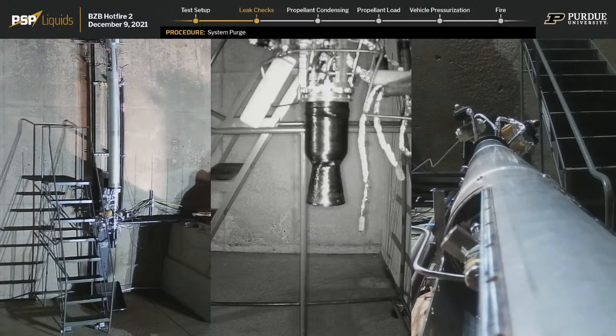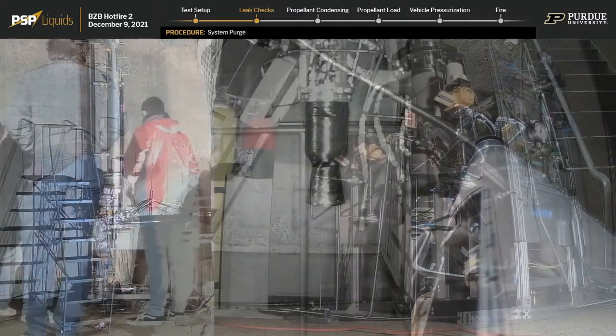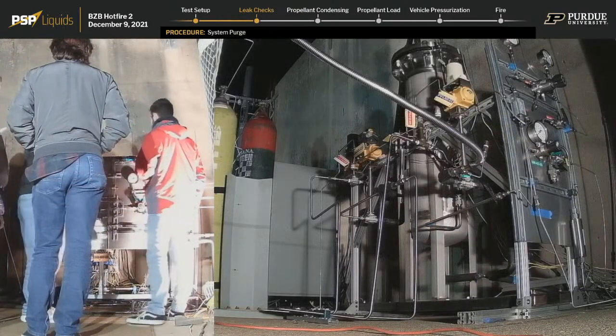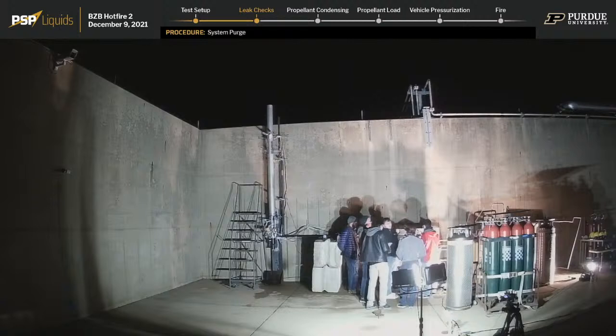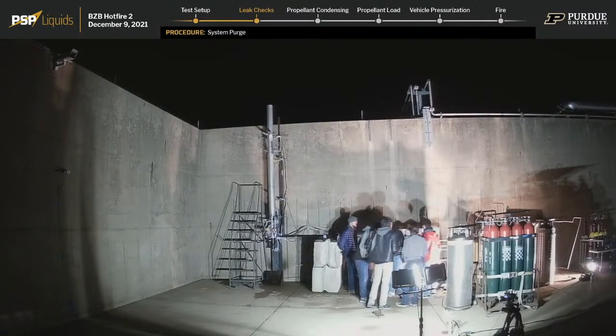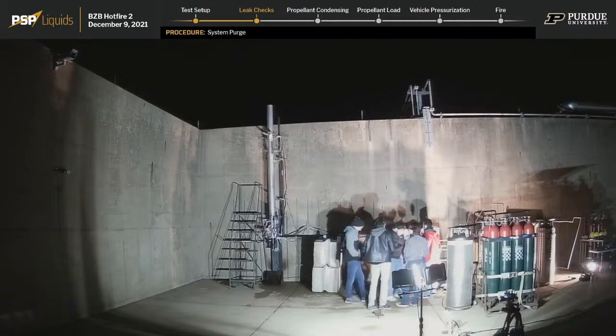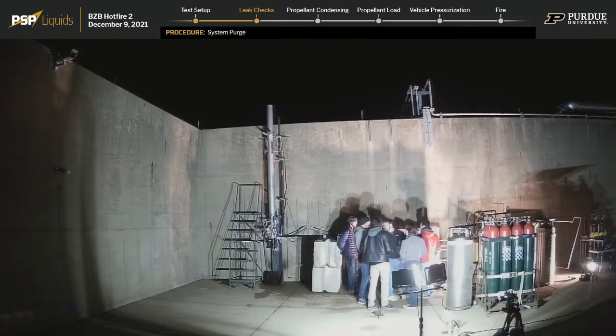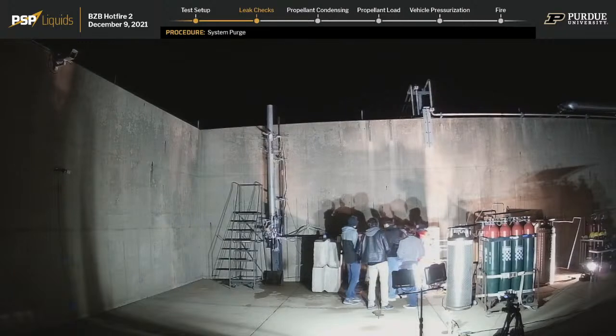We are officially through leak checks. Over. You just heard the call out that we are officially done with leak checks and moving into purges. After that, we will move into propellant condensing and load, which will be much faster. Yes, leak checks take the majority of our operational time while we're streaming. Clear, can you verify PBF-U05 is open?